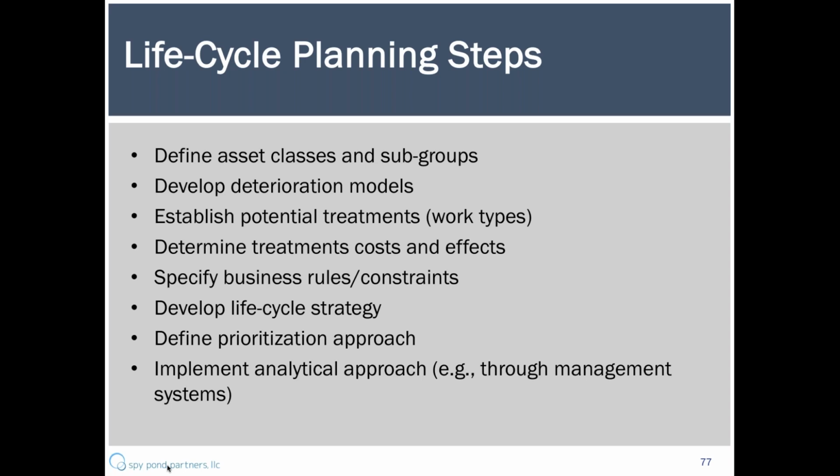The next step is to figure out how the asset is going to behave over time, or deteriorate over time, and what you can do about it. So what kinds of work can be performed? Can you do maintenance work? What sort of rehab work or reconstruction work can you do? And then for each possible treatment that you might perform on an asset, how much will that treatment cost, and what will its effects be on asset condition?